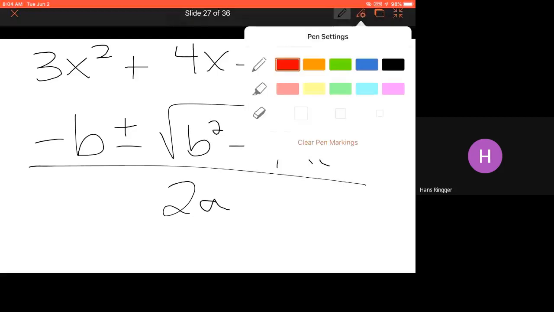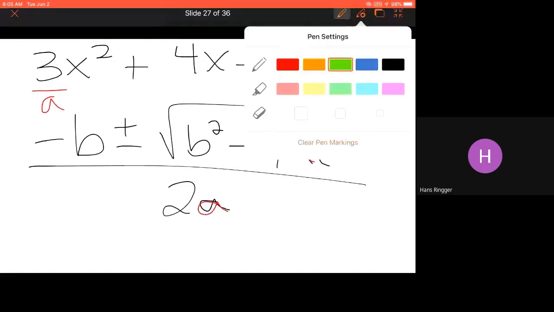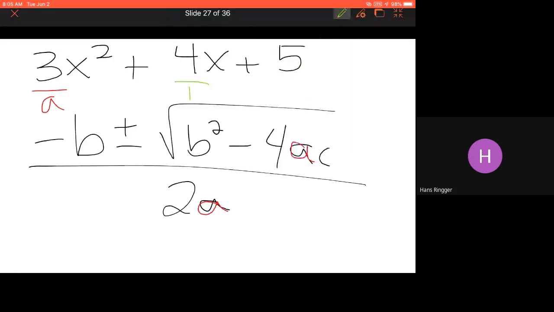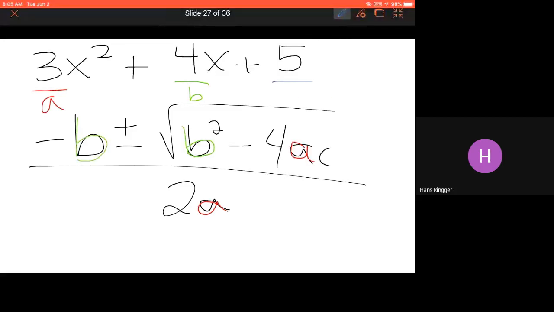Let me use some different colors so we can highlight it. This right here, the coefficient of the quadratic term, this is a. So wherever we see an a, in this case, we're going to write a 3. Wherever we see a b, well, this coefficient of the linear term is b. So we're going to fill those ones in with 4s in this case. Last but not least, our constant, this is c. So wherever we see a c, we're just going to throw in that constant.